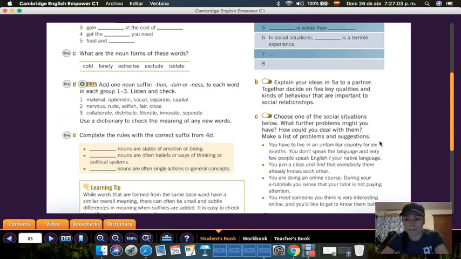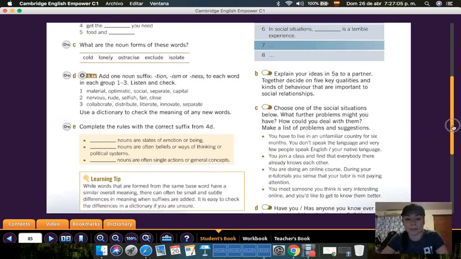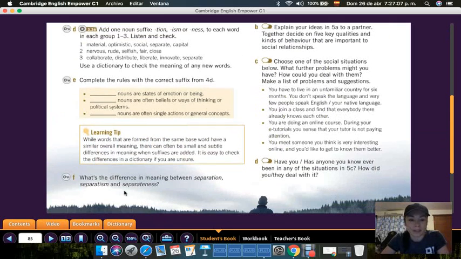Okay, learning tip. This is very important, so focus on this one. It says, while words that are formed from the same base word have a similar overall meaning, there can often be small and subtle differences in meaning when suffixes are added.